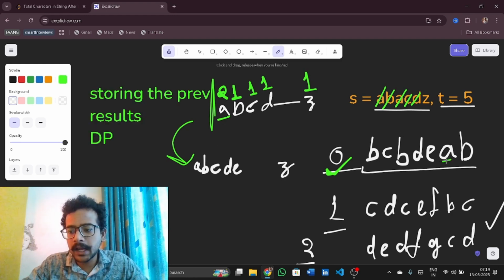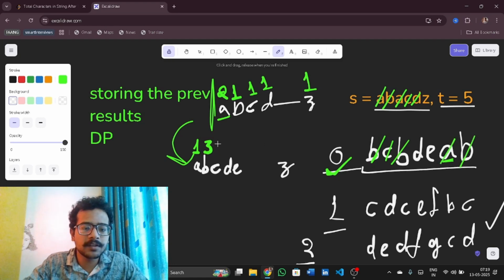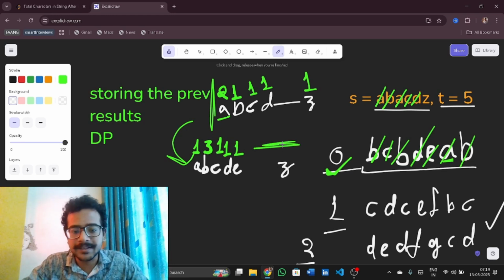Here I have A for 1 time. Now how many times did I get B? B for 3 times. How many times did I get C? C for 1 time. How many times did I get D? D for 1 time. How many times did I get E? I got E for 1 time. But all others are 0.